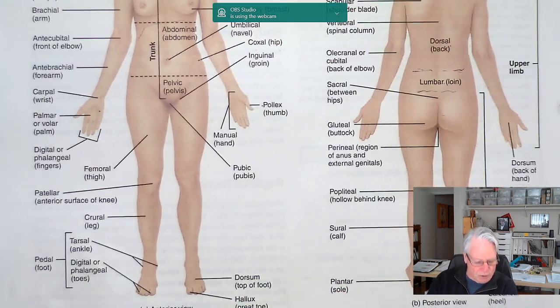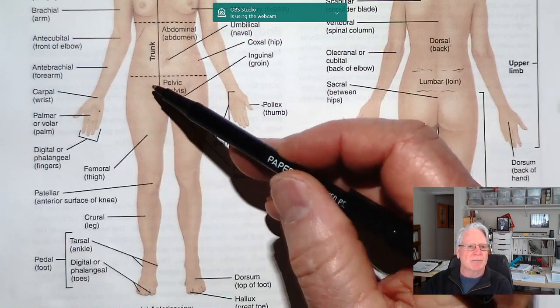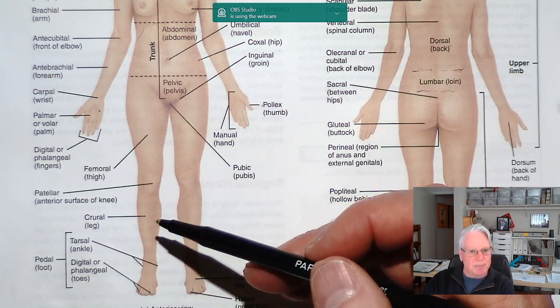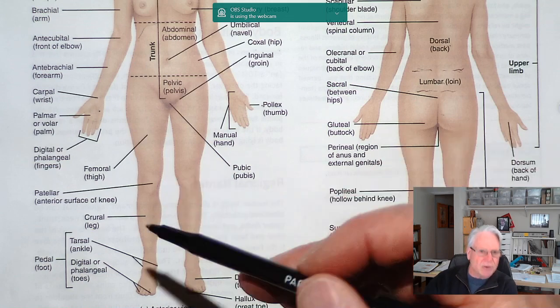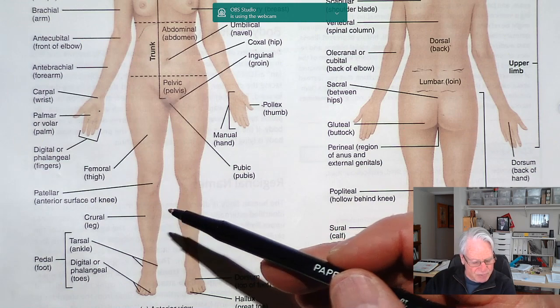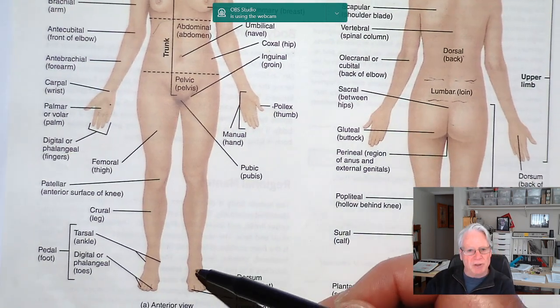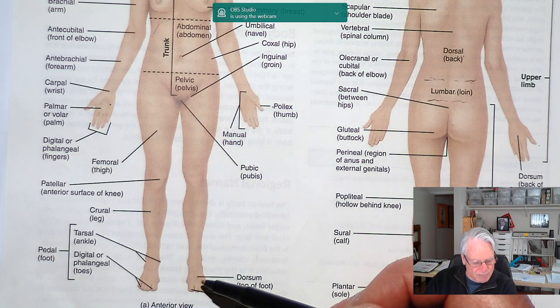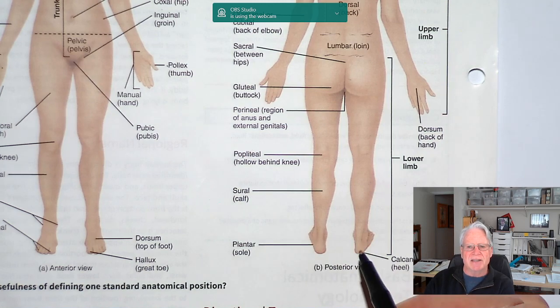limb includes the femoral region, which is the upper leg. Okay. The patellar region, which is the knee. And then the crural, which is the lower leg. And then we have some terms. Dorsum, which is the top of the foot, where your shoelaces are found. Calcaneal, which you can see from the posterior view. So calcaneal is the heel. So this area right here is the calcaneal region.